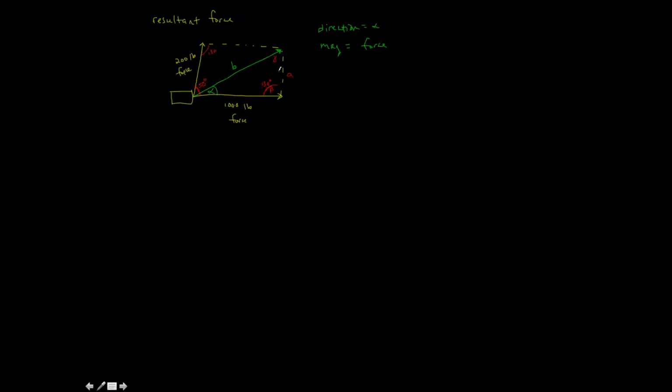So I can very easily find the resultant force, or B. B is our resultant force. I can find that now using my law of cosines, because if you remember, the law of cosines is B squared equals A squared plus C squared minus 2AC times the cosine of beta. This is our law of cosines.